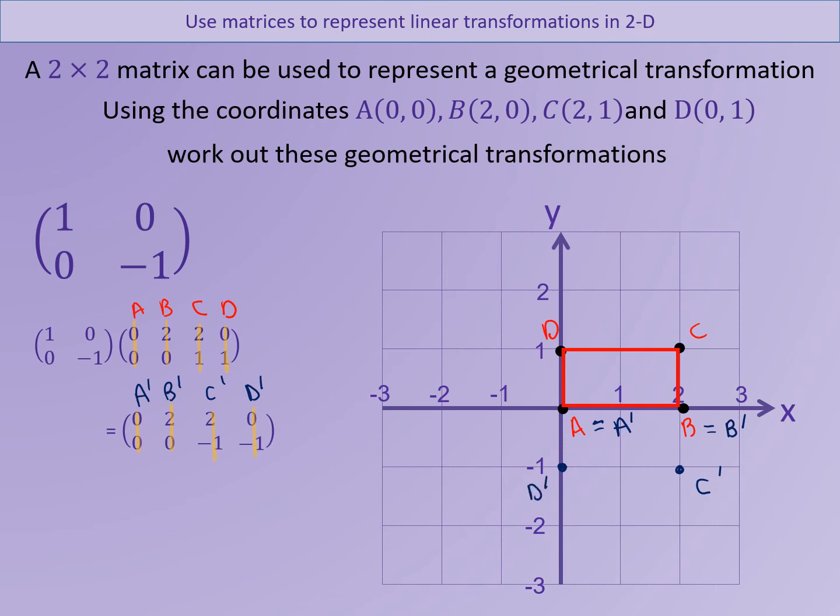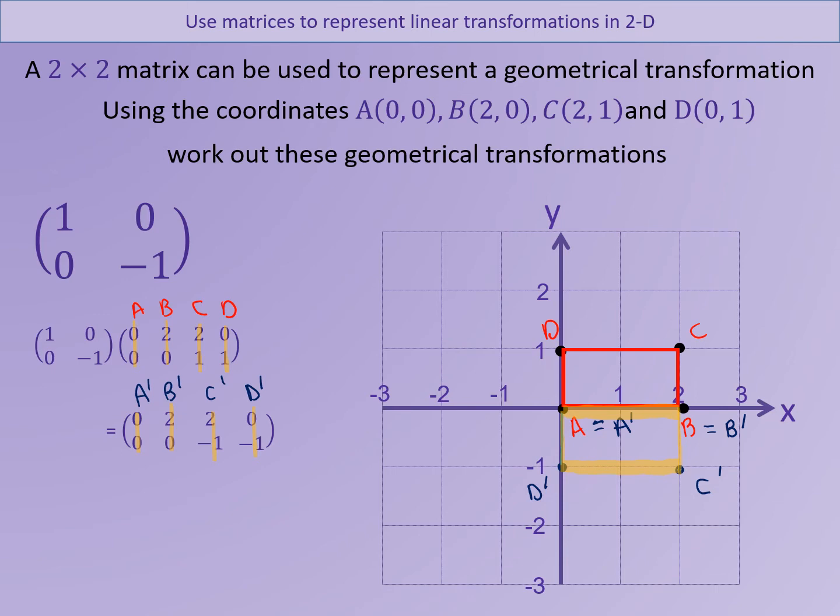So now if we join those four corners together, we have a rectangle. It's the same size as the original rectangle. So the red one has been transformed and mapped onto the yellow one there. Can you see what has happened? The size is the same, but the position is different.